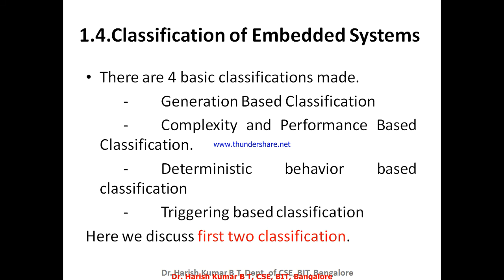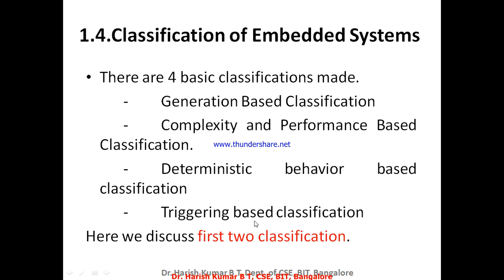Now we are about to discuss the classification of embedded systems. Embedded systems can be classified into 4 basic types. One classification I can make is based on the generation, that is called generation based classification. The second is complexity and performance based classification, because here the classification is purely done based on the complexity and the performance of the embedded systems. The third classification is deterministic behavior based classification. That means how well the embedded systems are able to perform the task within rigid timing constraints.